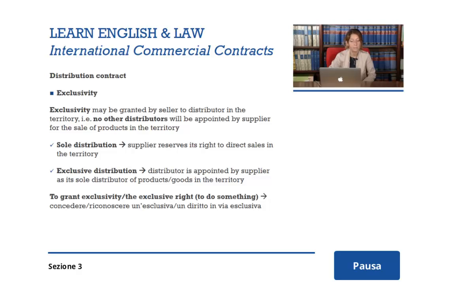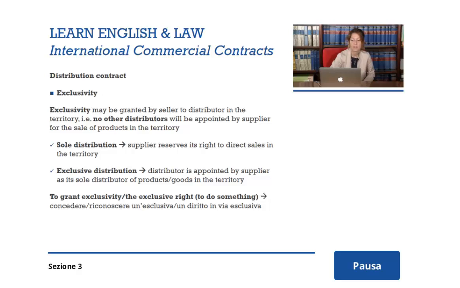The other setting of exclusivity is the exclusive distribution, where a distributor is appointed by the supplier as its sole distributor of products or goods in the territory. What is the difference here? The difference here is that since the distributor is the exclusive distributor in the territory, the supplier will not be allowed to sell the products directly in the territory.